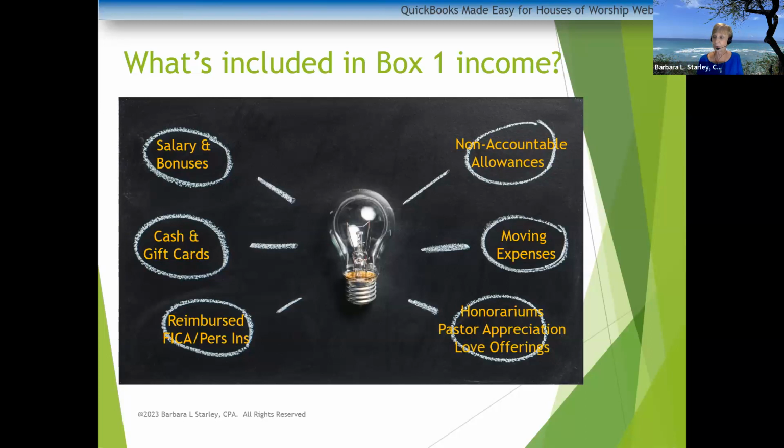Moving expenses is another one. This is not really non-accountable, but this was something that came up actually in my academy, where somebody said, we have a new pastor and he's moving from the States over to Hawaii, and we want to pay their moving expenses. Since 2017, when the IRS threw out moving expense as an itemized deduction, they also made any reimbursement for moving expenses considered personal. You're reimbursing them for their personal move, and it's taxable income to them.